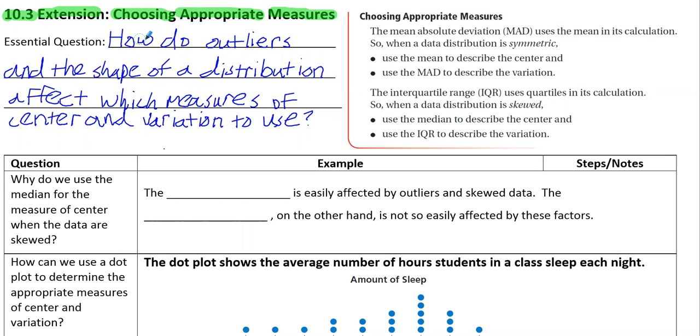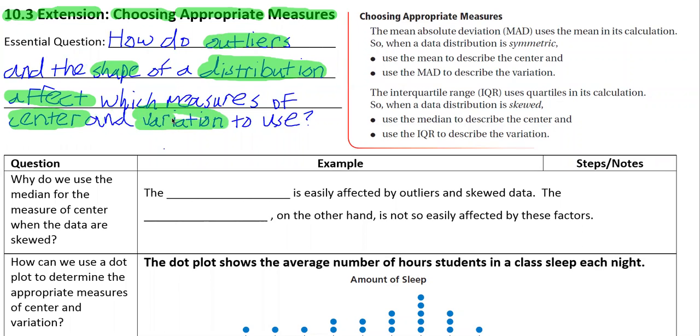So the essential question: how do outliers, what are outliers? Remember those data values that are way different than the rest of the data? How do outliers and the shape of a distribution, remember we talked about shapes of distributions in 10.3, symmetric, skewed left and skewed right, affect which measures of center and variation to use?